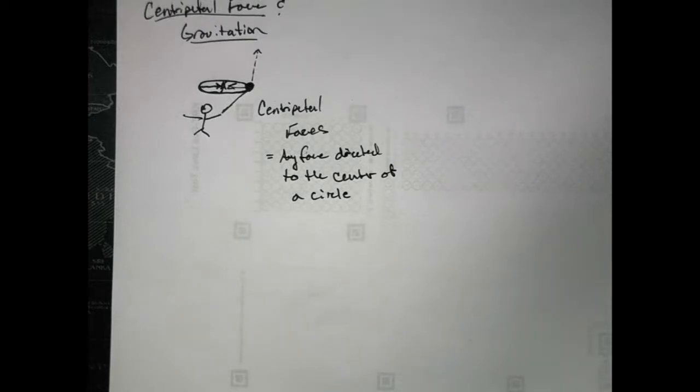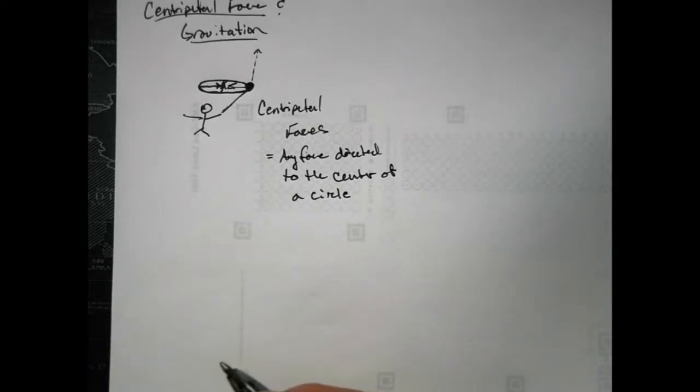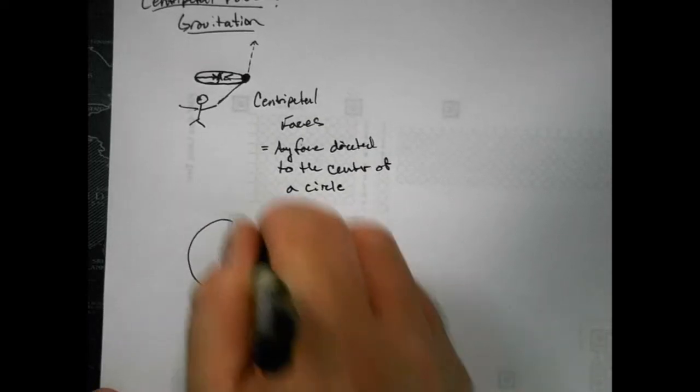So in this particular case, if you're spinning it around your head, and it's a horizontal circle, what is keeping your object in the circle? What other object is keeping it in the circle? It's the rope, right? And what force do we associate with ropes? It's a tension, right?